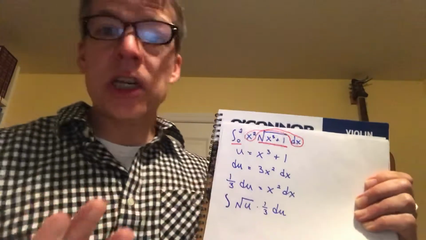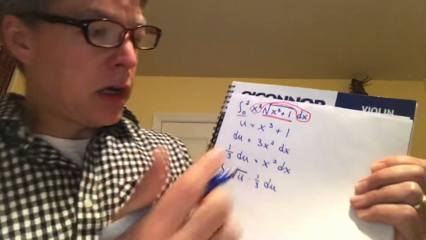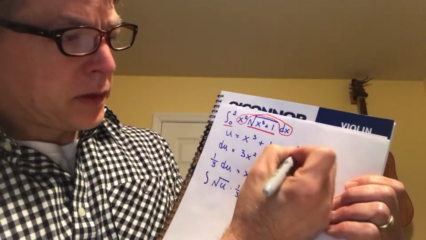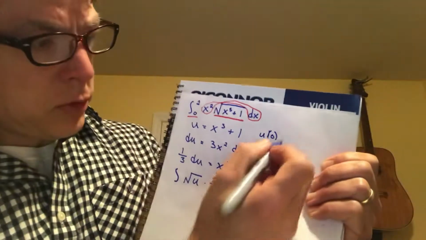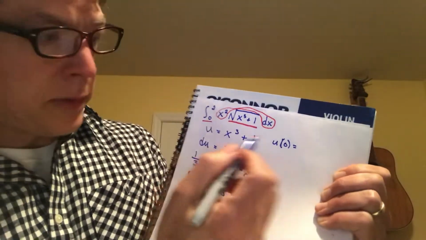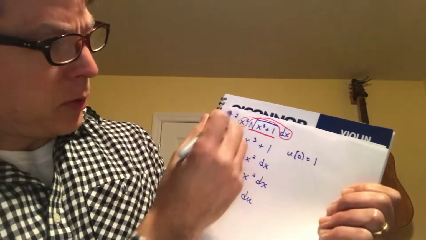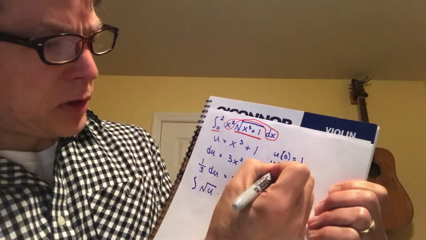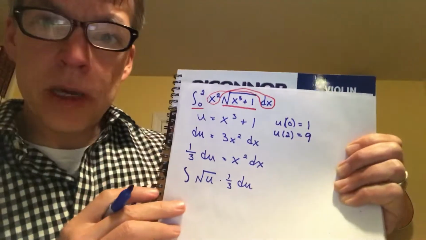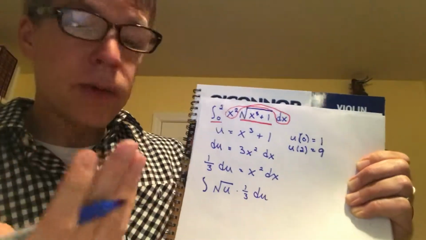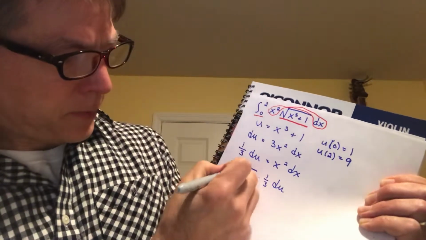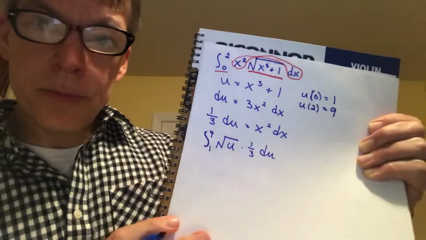So what you need to do is change the limits, okay? And it's not hard. All you need to do is be like, okay, wait. If x is 0, I usually like to write it like this, u of 0. So if x is 0, do you all agree that that makes u be 1? Okay, so bam. And when x is 2, u of 2, that makes u be 9, I think, if I did that right. Okay, so those are my new limits. Instead of going from 0 to 2, I'm going to go from 1 to 9. Bam. Okay? That's the key thing.